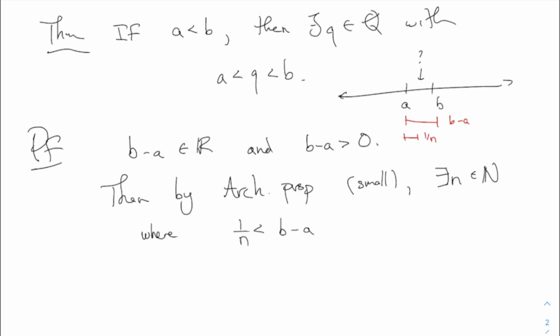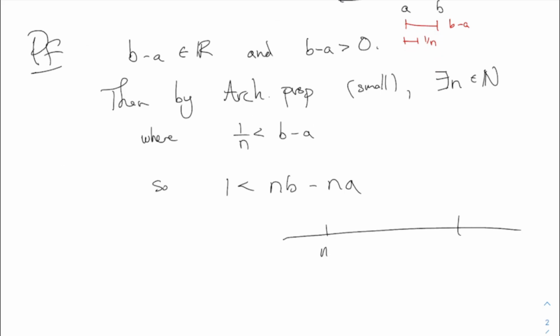All right. So 1 less than, I can say nb minus na, right? And now what we have here is two numbers, n times b and n times a. You can think of this as if over here I just blow up this whole picture. So multiply everything by n here. What you're looking at now is nb and na, right? But they're no longer super close together. In fact, they are kind of far apart because what this says is the distance between nb and na is more than 1. So the distance apart here is greater than 1.